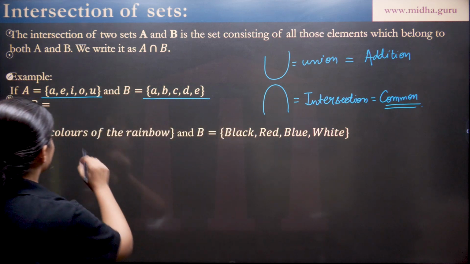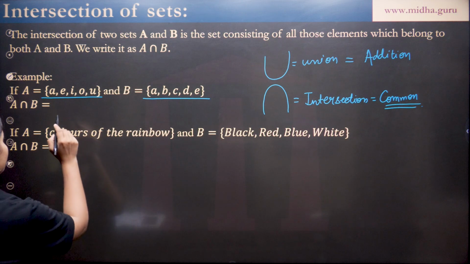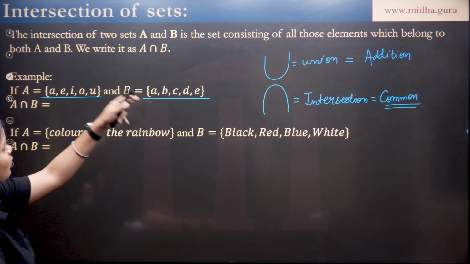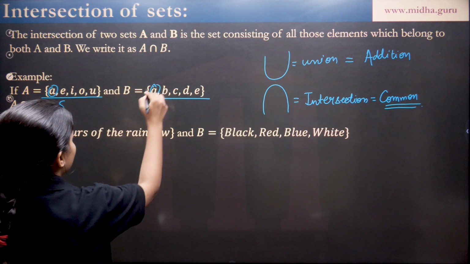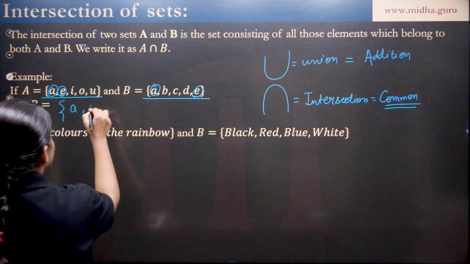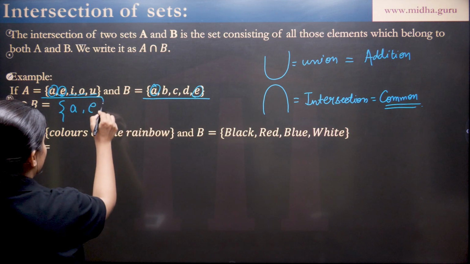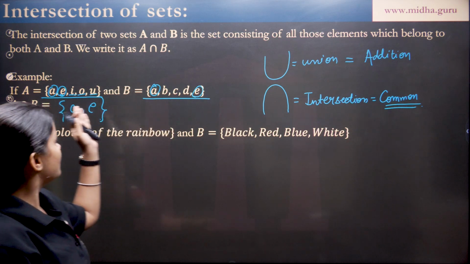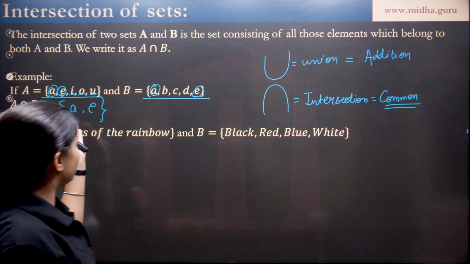Okay, so A is A, E, I, O, U and B is A, B, C, D, E. So A intersection B means taking common elements of these two sets. What are the common elements of these two sets? A is common, so A. E is also common, so E. I is not, O is also not, and U is also not, B, C, D also not. So A intersection B of these two sets is A and E. The elements inside A intersection B are A and E.